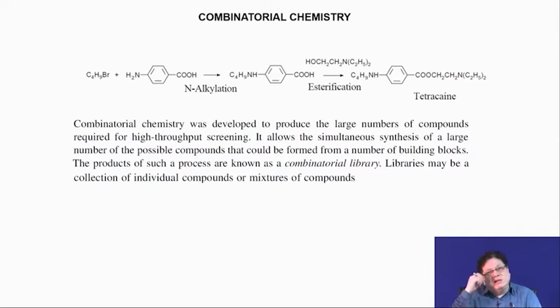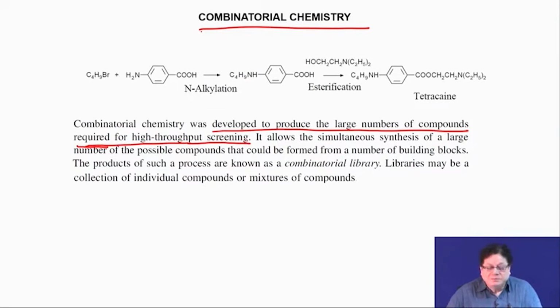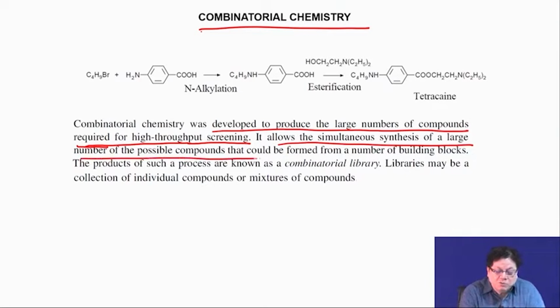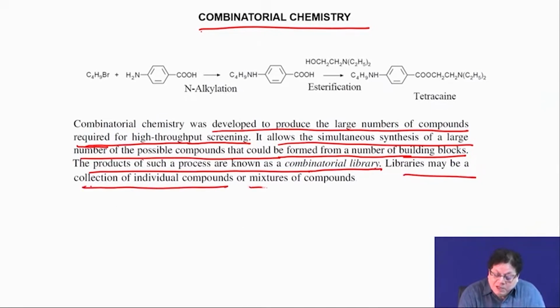Now, this has given rise to what is called combinatorial chemistry. Combinatorial chemistry was developed to produce the large number of compounds required for high throughput screening. It allows the simultaneous synthesis of a large number of possible compounds that could be formed from a number of building blocks. The products of such a process are known as a combinatorial library. Libraries may be a collection of individual compounds or a mixture of compounds.